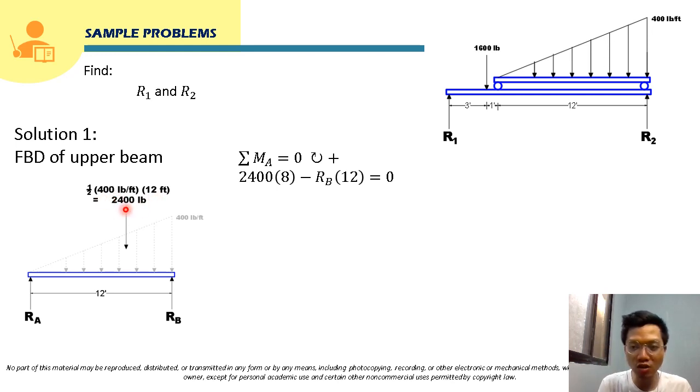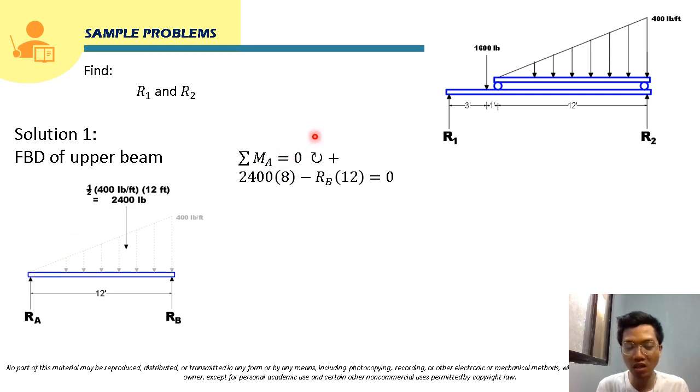So this concentrated load, as we have discussed in our previous discussions, this equivalent point load will be applied, if measured from the tip of this triangular load, at two-thirds of the length of this triangle. So that will be two-thirds times 12 from here. And if it's measured from the other side, from the vertical side of this triangle, it will just be 1/3 of 12.